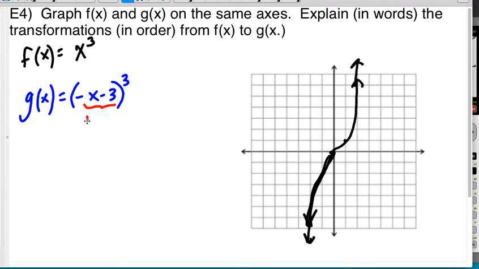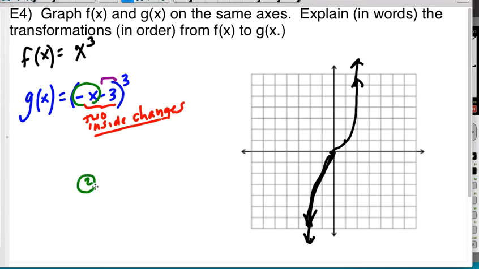There are 2 inside changes. When there are multiple inside changes, remember that means you do them in reverse order. So while I know that the first thing to happen to the x is the negative, and the second thing to happen to the x is the -3, I recognize that that means I do them in reverse order.